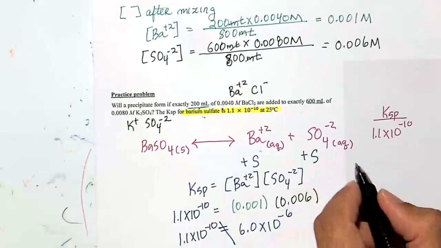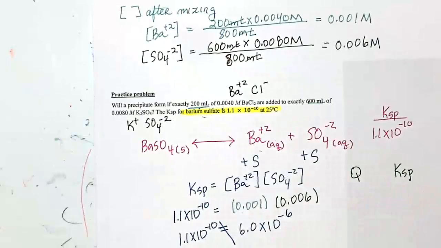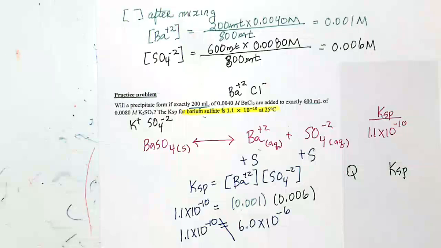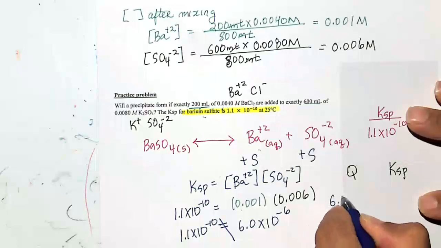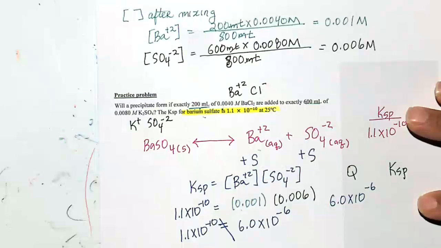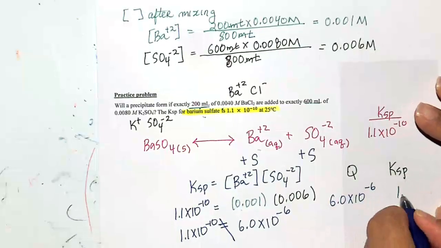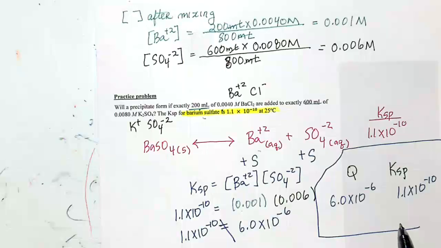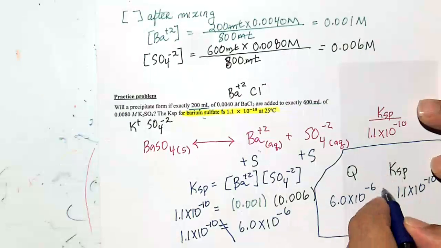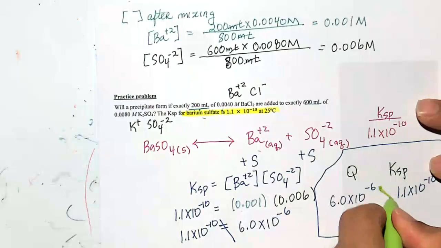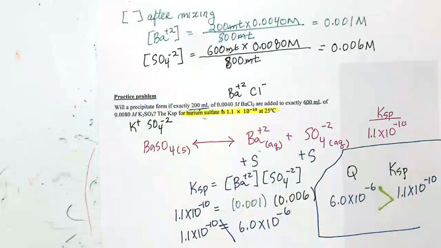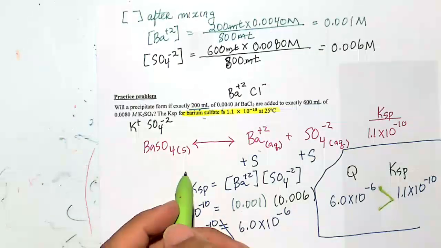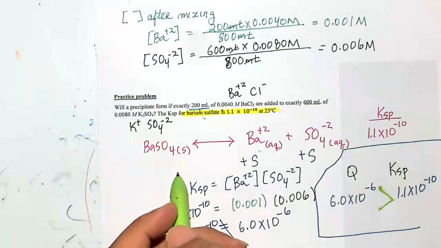Okay, so we're going to put Q first, and then K. What is Q? It's going to be 6.0 times 10 to the minus 6. Ksp is 1.1 times 10 to the minus 10. Okay, which is bigger? My 6.0 times 10 to the minus 6 is bigger. And which way do the alligator jaws point? To the side that has a precipitate or no precipitate? Okay, to the side that has a precipitate.